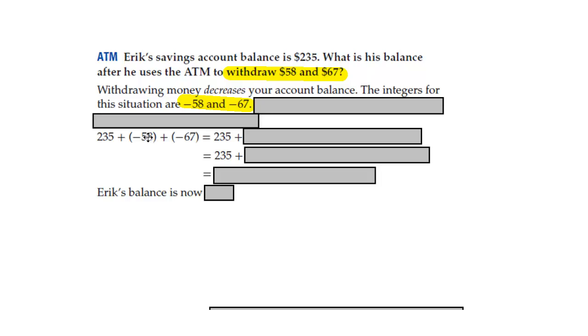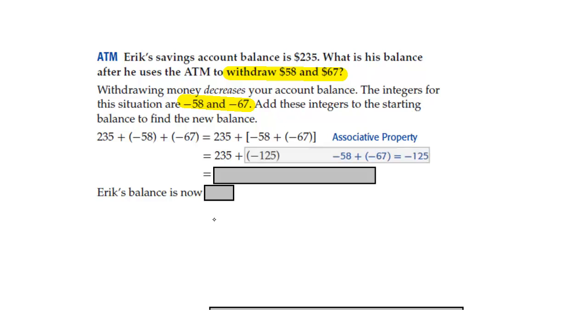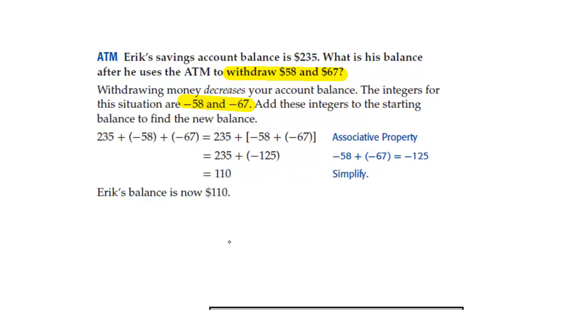And we're going to add those two together first, and then add the result to what we started with, $235. So we're starting with 235. We're going to add -58 and -67. When you add those two negative integers, it gives you -125. Well, it's a good thing this number, -125, is smaller than 235 because you'll still have money left over then. And when you add those together, you get 110. So his new balance is $110.